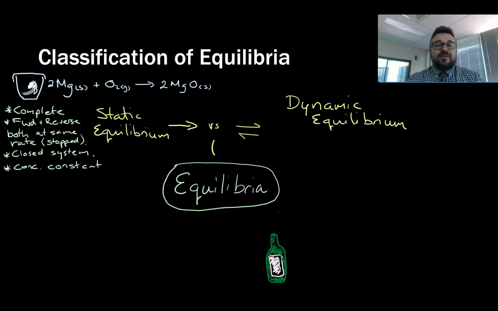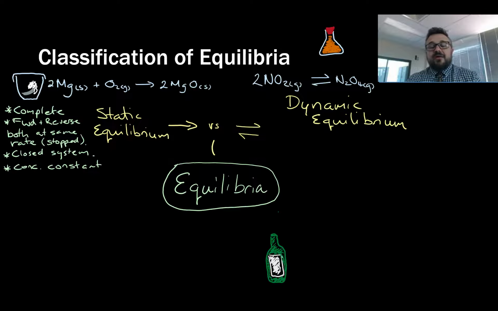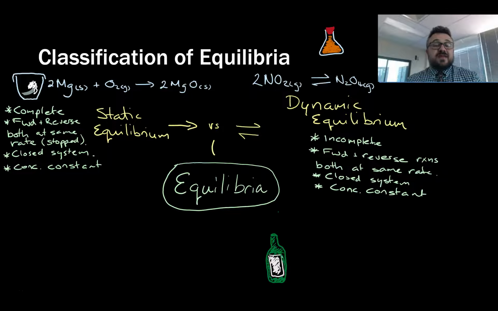Or we can have a dynamic equilibrium, which is where we would use that double-headed arrow. So if we go from nitrous oxide to dinitrogen tetraoxide, we have a dynamic equilibrium. We can see that we have the double-headed arrow, and what this means is that the reaction's incomplete. The forward and reverse reactions are both happening at the same rate. In other words, it's going forward and it's going in reverse at exactly the same rate, so it looks like nothing is changing. It's a closed system, we've got a lid on there, and the concentrations are constant. Because both reactions are happening in the same direction, the concentrations of the reactants and the products are not changing.